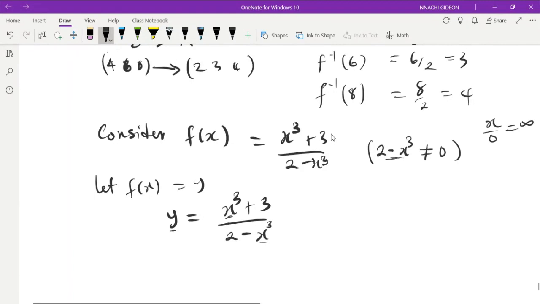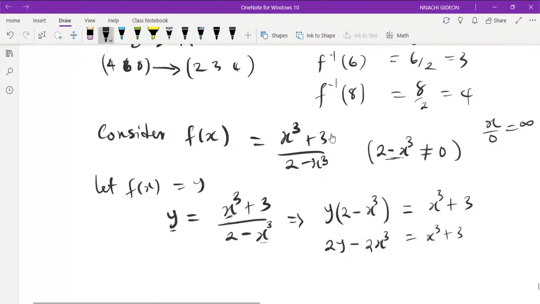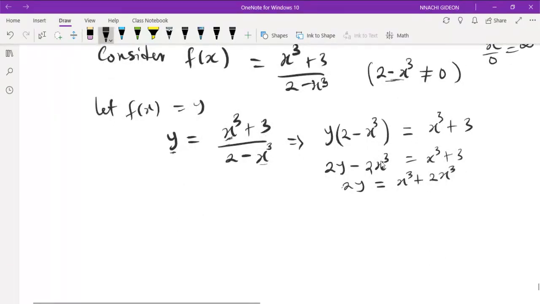Then to do that, I will say this is y into, I'm multiplying both sides by the denominator. So this side, the denominator will cancel out. So I will have this. Then open bracket, I have 2y minus 2x cubed equal to x cubed plus 3. Okay, so now remember my idea is to make x the subject formula. I will bring them to certain like terms. So I'll have 2y equal to x cubed plus 2x cubed.